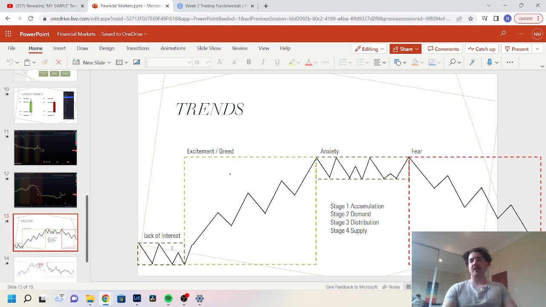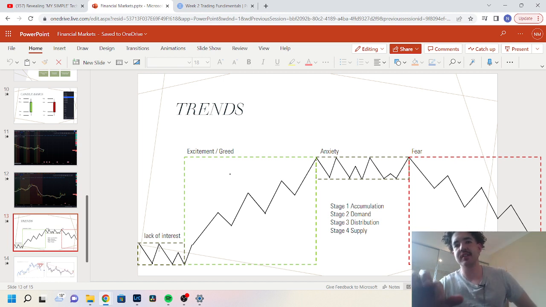Trading with the trend's a lot like swimming downstream with the current. You're going with the flow. It makes it a lot easier to make moves, essentially. So first stage, it's a consolidation. It's a bit of a lack of interest. No one really wants to be in. Yeah, it's an accumulation stage. So it's accumulating, it's gaining momentum to push up, essentially.